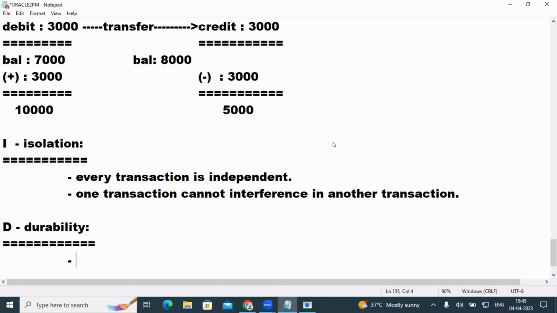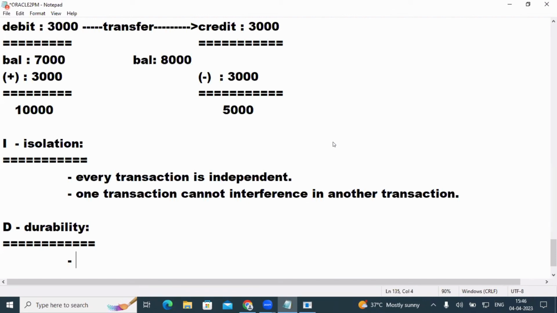Suppose in the middle of a transaction you switch off your mobile. Is your amount transferred? No, your balance is the same balance. So that means you are committed. Durability means that while the transaction is in between, if any abnormal terminations happen, it doesn't affect your data or your information which is already there in the accounts. So that kind of maintenance is maintained by whom? Durability.